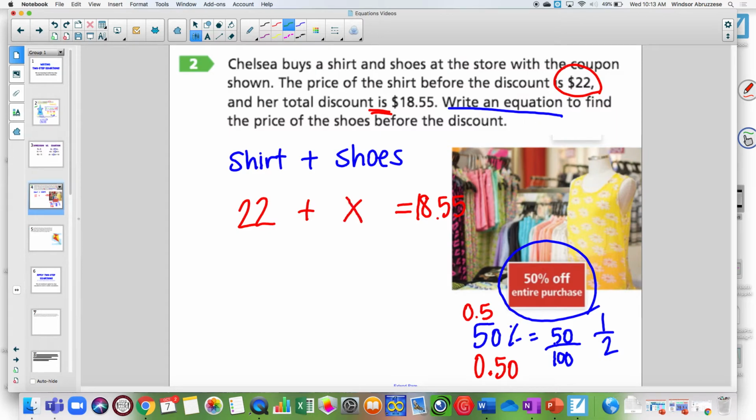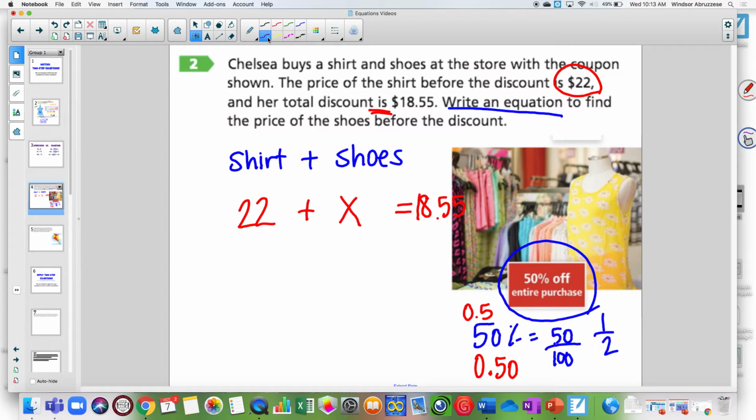So I'm going to throw in an X for the shoes. Let's change the color. Why is my color not changing? That's weird. So I have shirt plus my shoes, which is going to come to $18.55. But what about the coupon? Where should I put that in my equation?